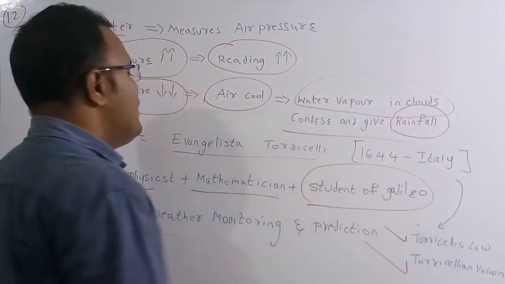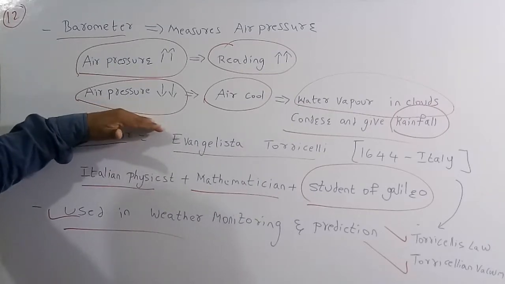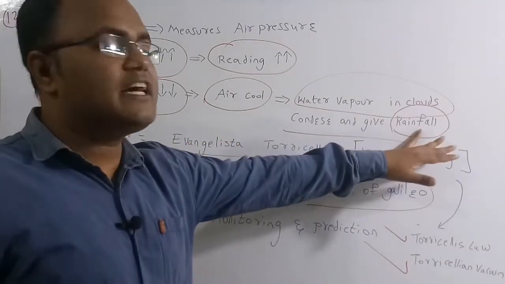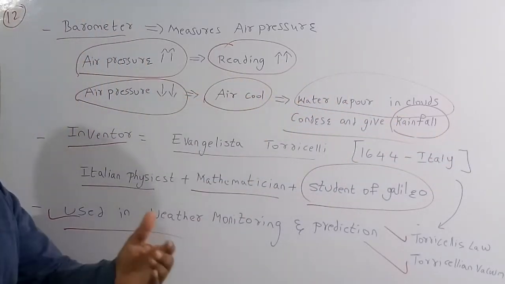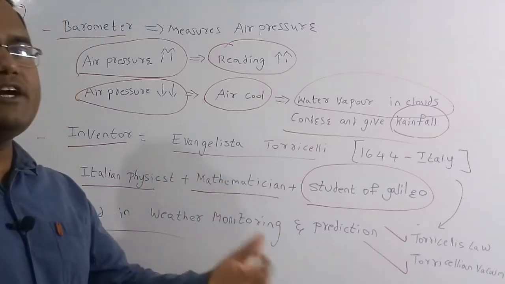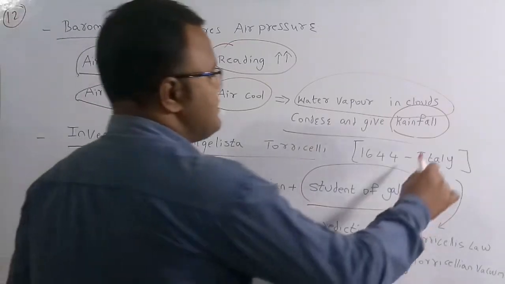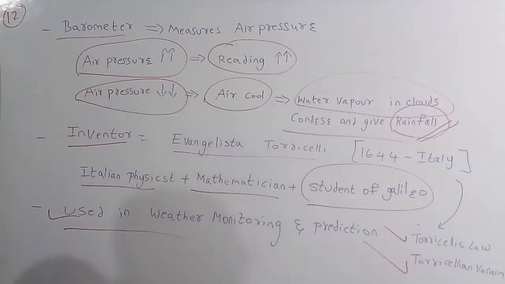Therefore, whenever the barometer reading is going down, it indicates that there is an occurrence of rainfall, because the air is very cool in nature. The water vapor condenses in the clouds, and then we get the rainfall.